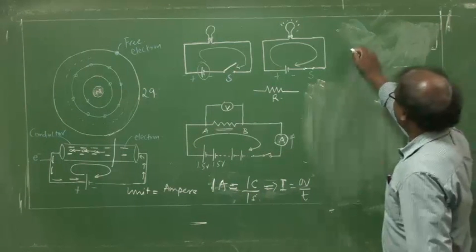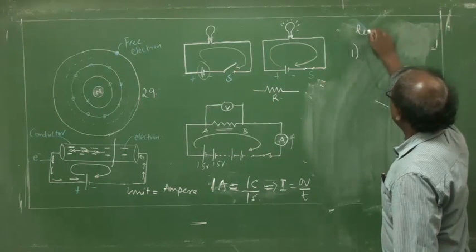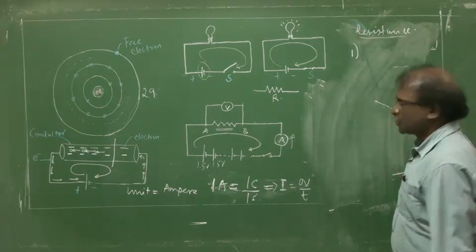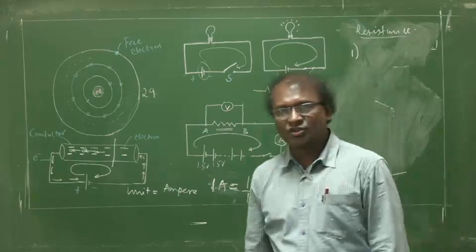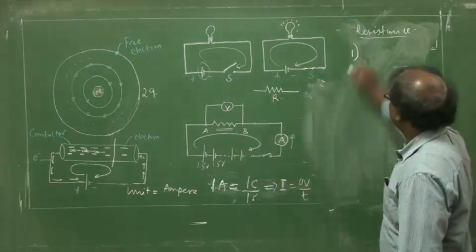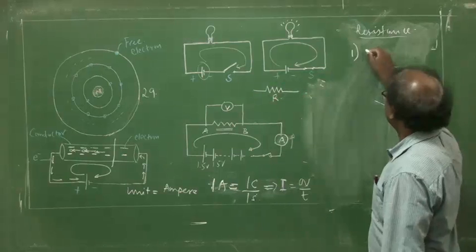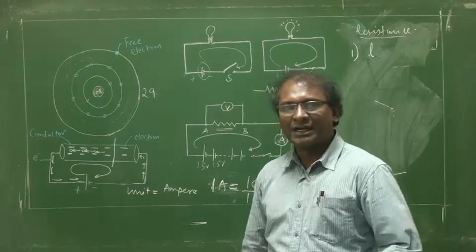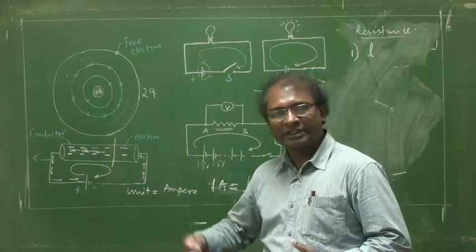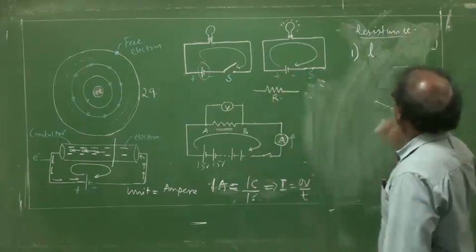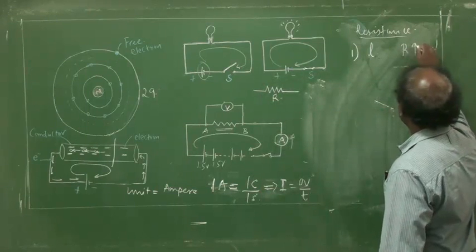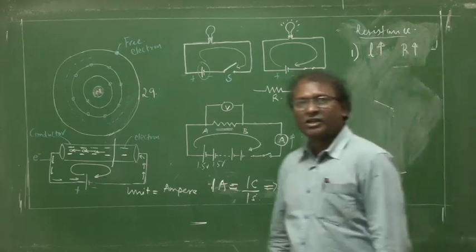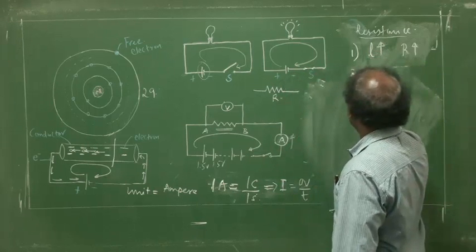First factor: the resistance of a wire or a conductor actually depends on the length of the conductor. It is observed that as the length of the conductor increases, the resistance increases. This is one observation made.